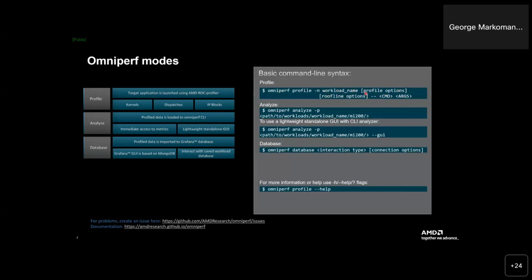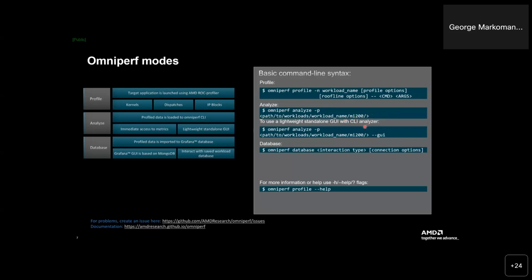Now, I finish my execution. How to analyze my data? Omniperf analyze -p, where path to workloads, workload name is the name of this one, MI200. So when I define something here, let's say I define it Friday, I'll have workloads/Friday/MI200. Okay, so this way you can go here, Omniperf analyze -p, and this will produce a lot of output, so better redirect to a TXT file.